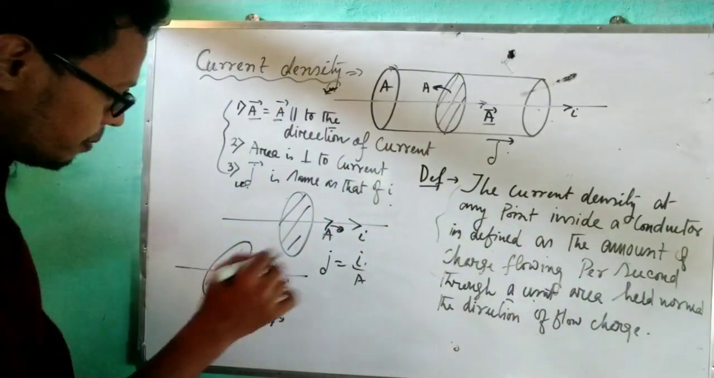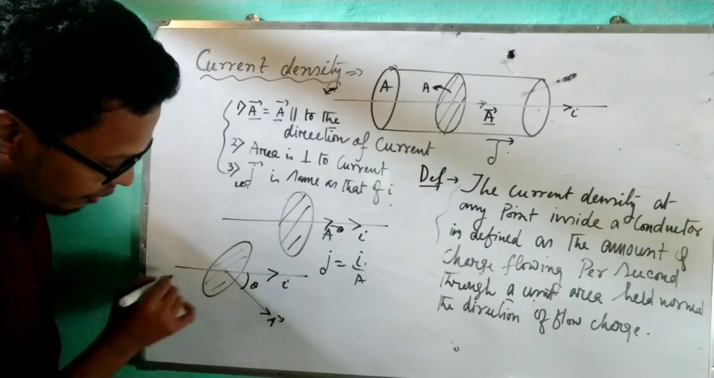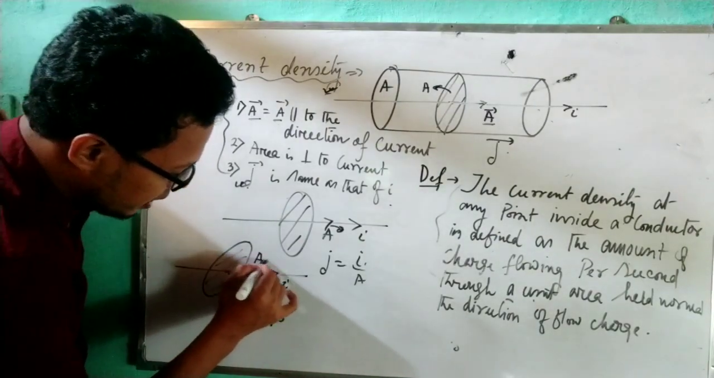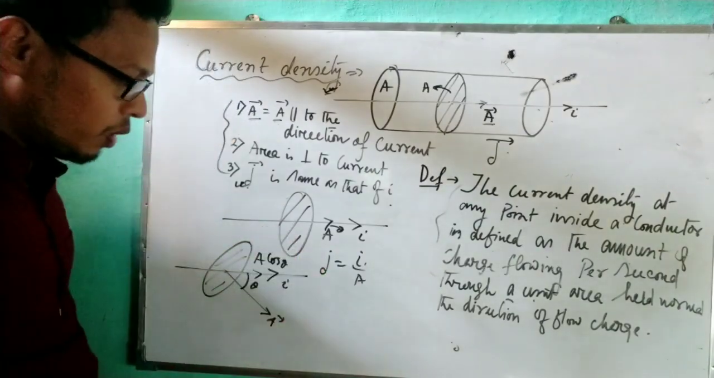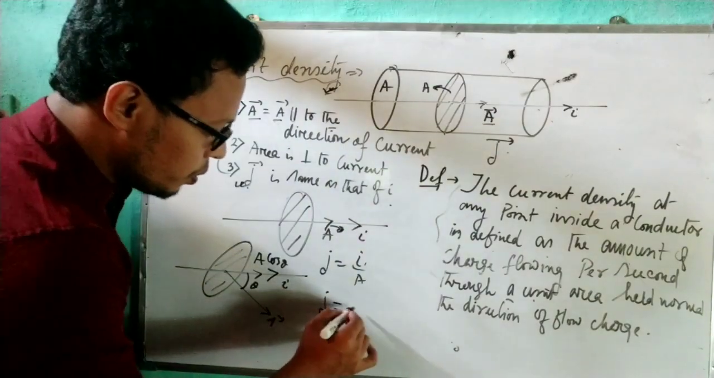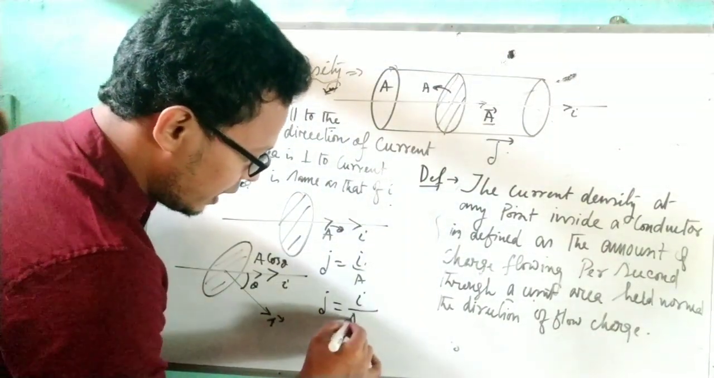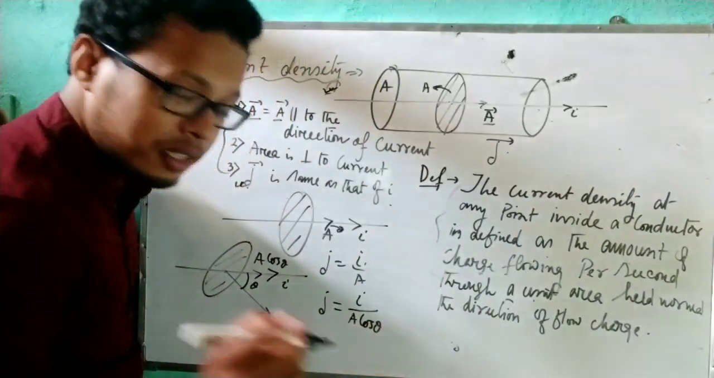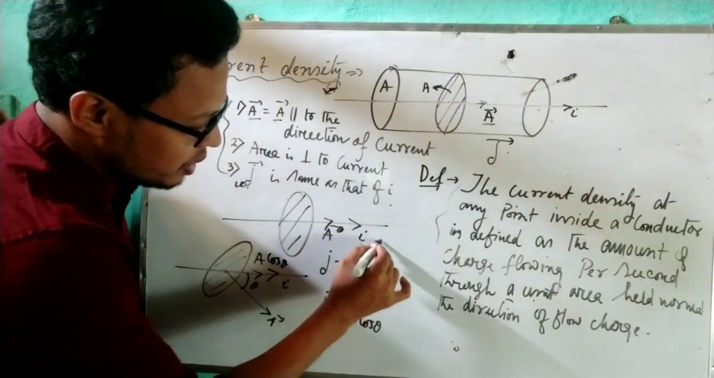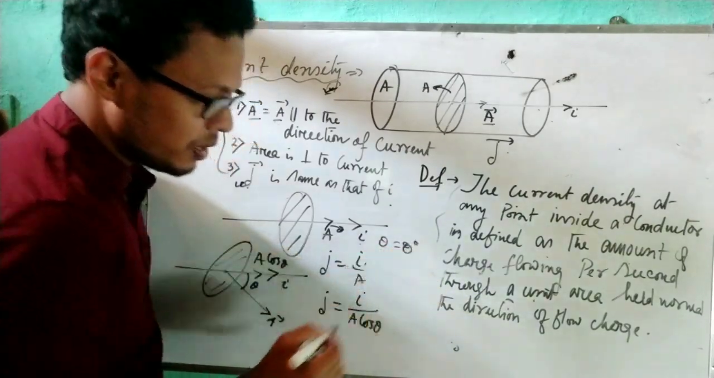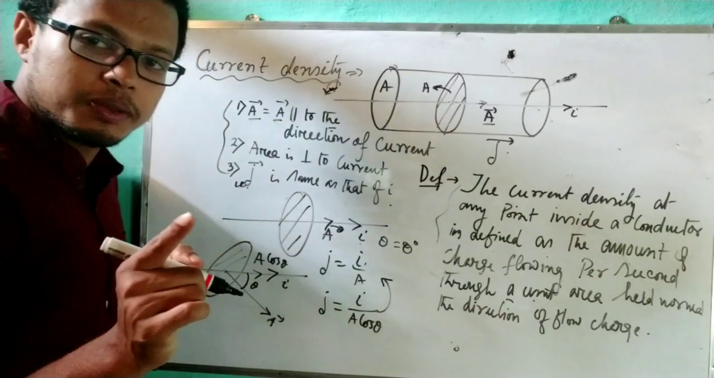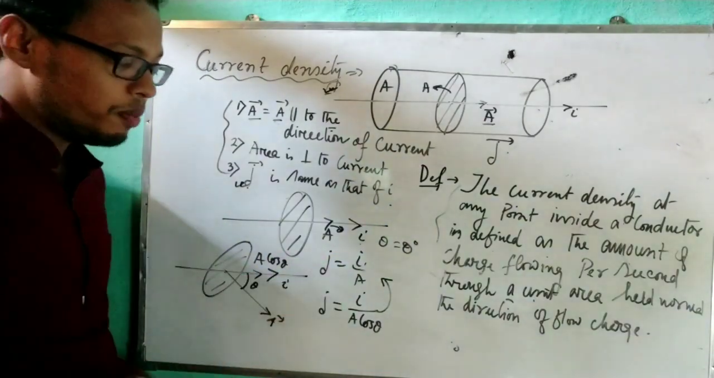So which one is the parallel component of A? This component will be A cos theta. Now what will be the value for current density? J equals I upon A cos theta. See the similarity over here. Here the angle between A and I, how much? Theta was 0 degree. Okay, that's why cos 0 means 1. That's why I by A came. Understood? This is the explanation of current density.